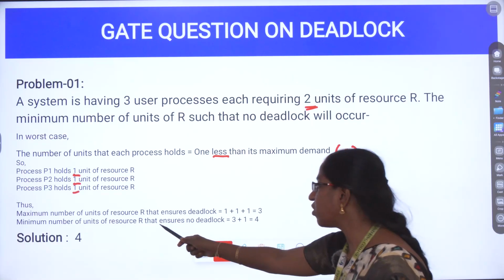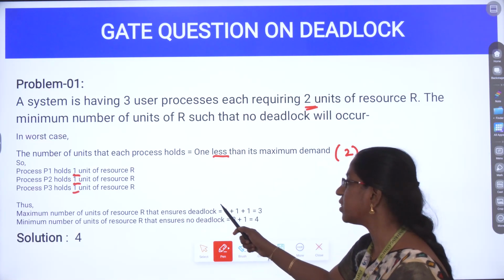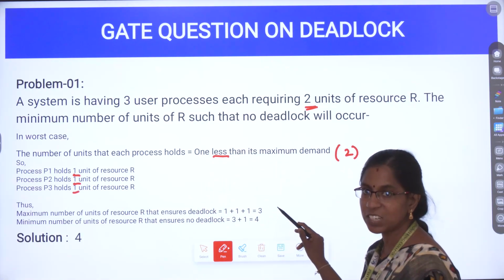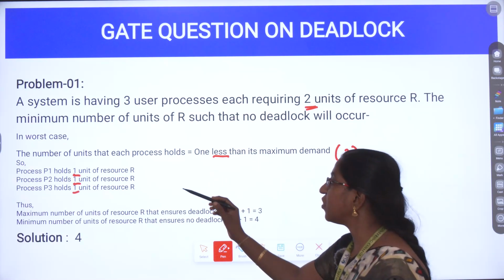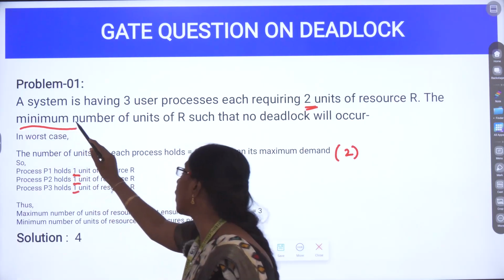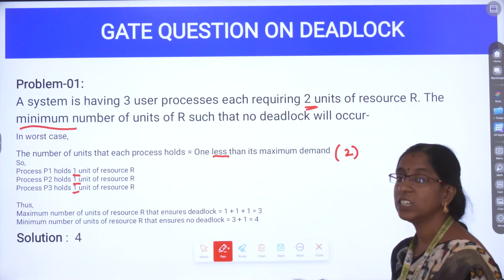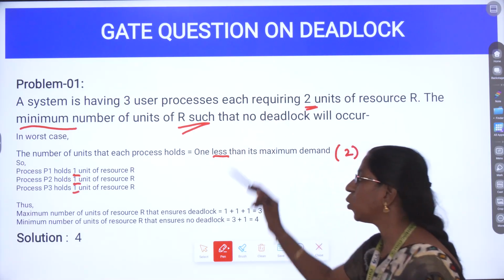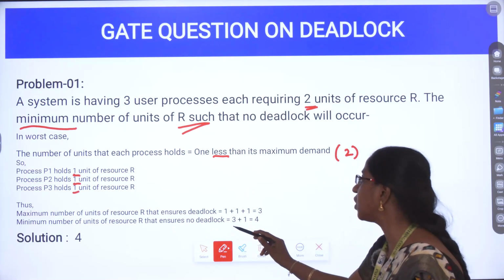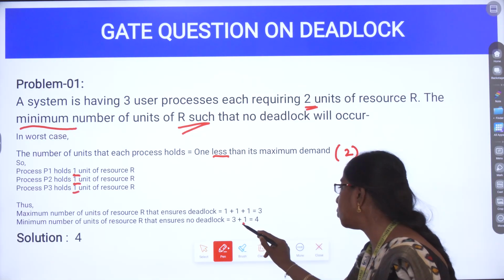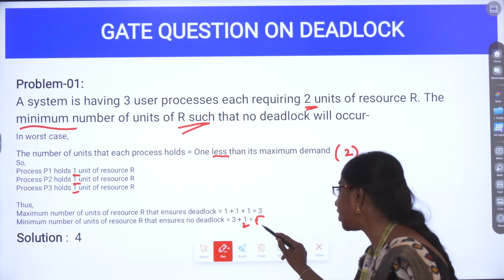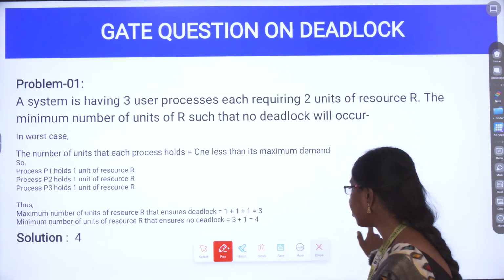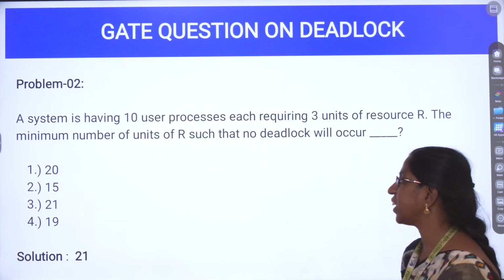The maximum number of units of resource R that creates deadlock is the sum of all these units: 1 plus 1 plus 1 is equal to 3. Here we are asking for the minimum number of units of resource R that ensures no deadlock, which means 1 more. So 3 plus 1 gives 4. So 4 is our solution. Now we move to the next question.